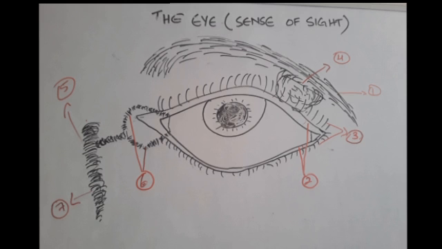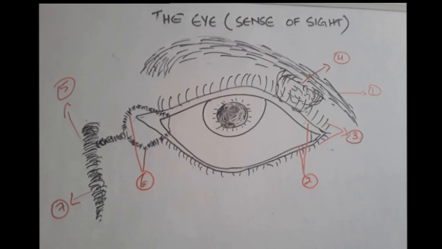Okay, so first one, number 1, eyebrow. It protects the eyeball from foreign substances or perspiration, sweat and all, and the direct rays of the sun. The second one is the eyelid. They are the folds of the skin and the muscles. You all know that. The upper and the lower eyelid protect the eye from excessive light and even foreign particles. They cover the eye during sleep and spread lubricating secretion over the eyeball.